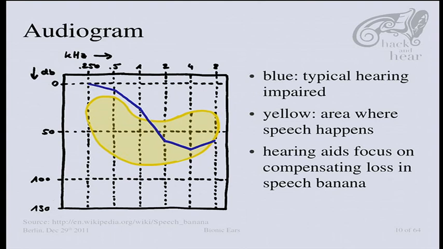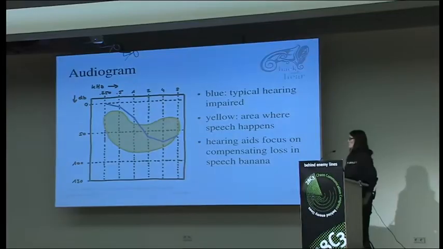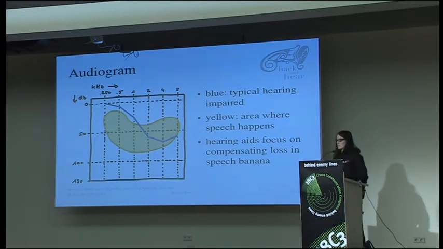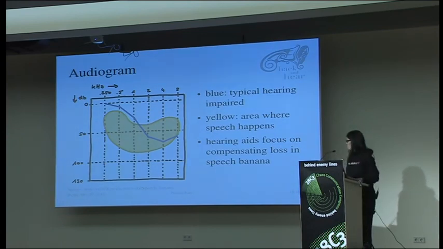And you can see the blue line here, so half of the banana is actually cut, and this is the high frequencies, which in speech are the consonants like S and F, for example. The vowels are usually understood quite well.